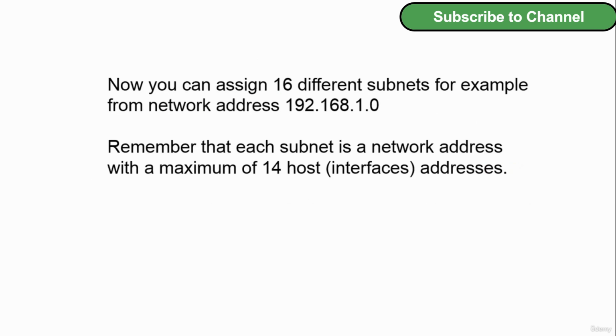So you can assign 16 different subnets from network address 192.168.1.0, and that's interesting to be able to do. In this case, I only need 3 subnets because I've got 3 VLANs, and I can assign 14 hosts per VLAN. I can use the additional for expansion purposes, for example.